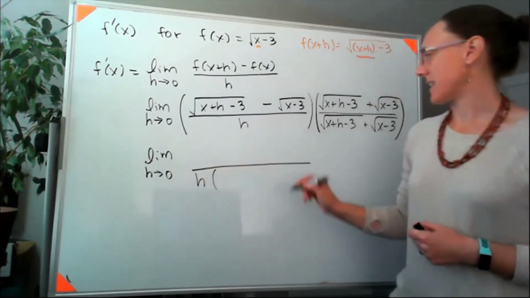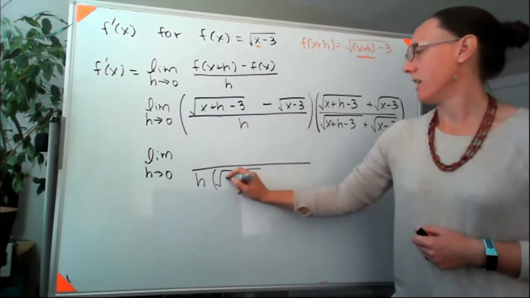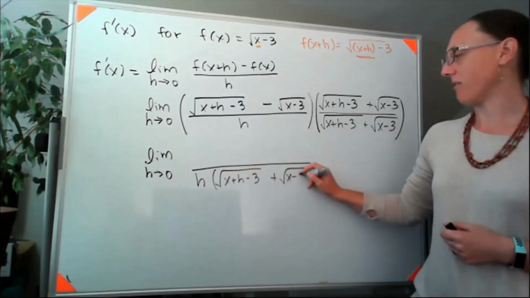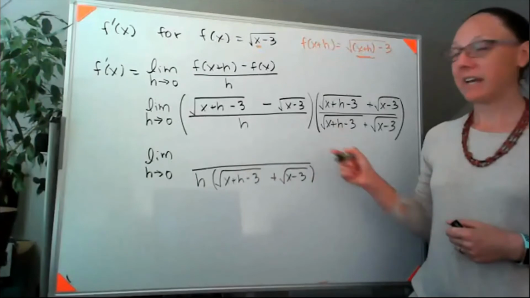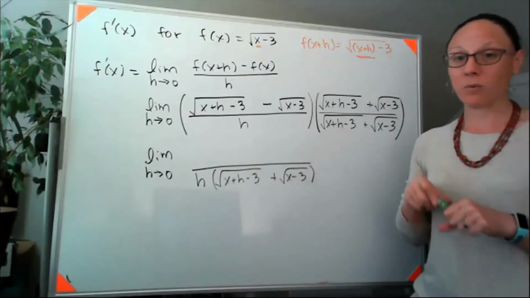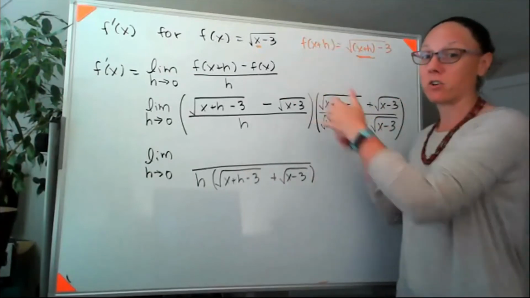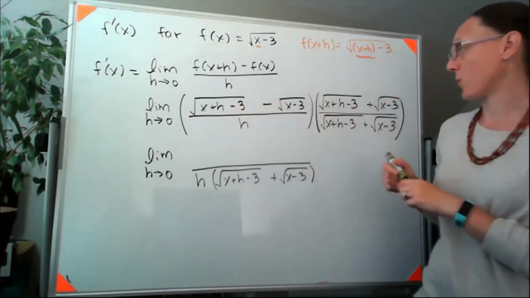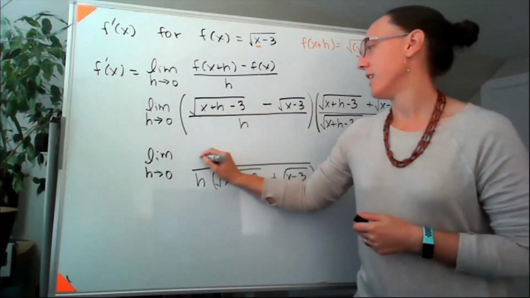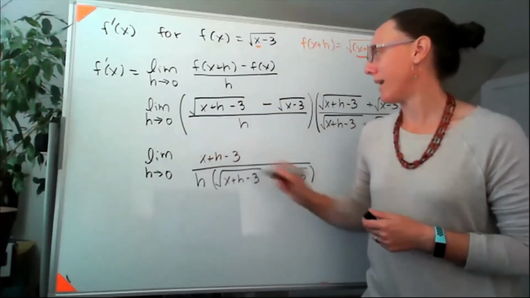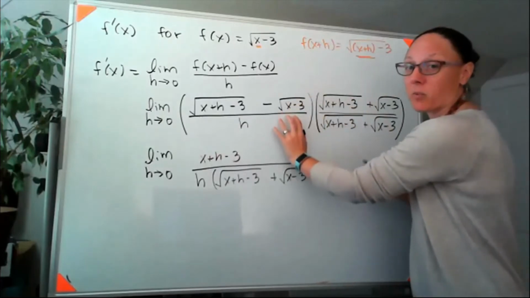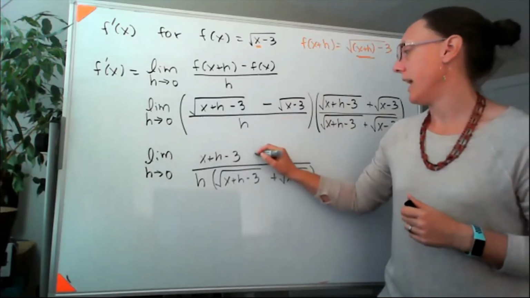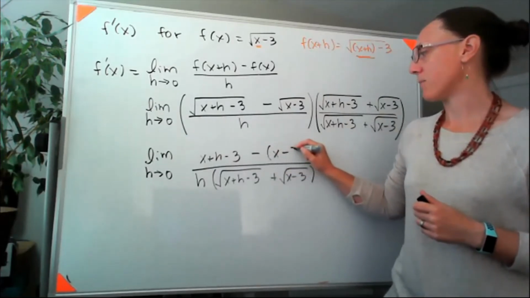I want to leave this as h times the square root of x plus h minus 3 plus the square root of x minus 3. In the numerator, the whole reason we multiplied by the conjugate was so that the middle terms would cancel. So I've got the square root of x plus h minus 3 times the square root of x plus h minus 3, so I'll have x plus h minus 3. And then I've got negative square root of x minus 3 times positive square root of x minus 3, and I'm going to get negative x minus 3.